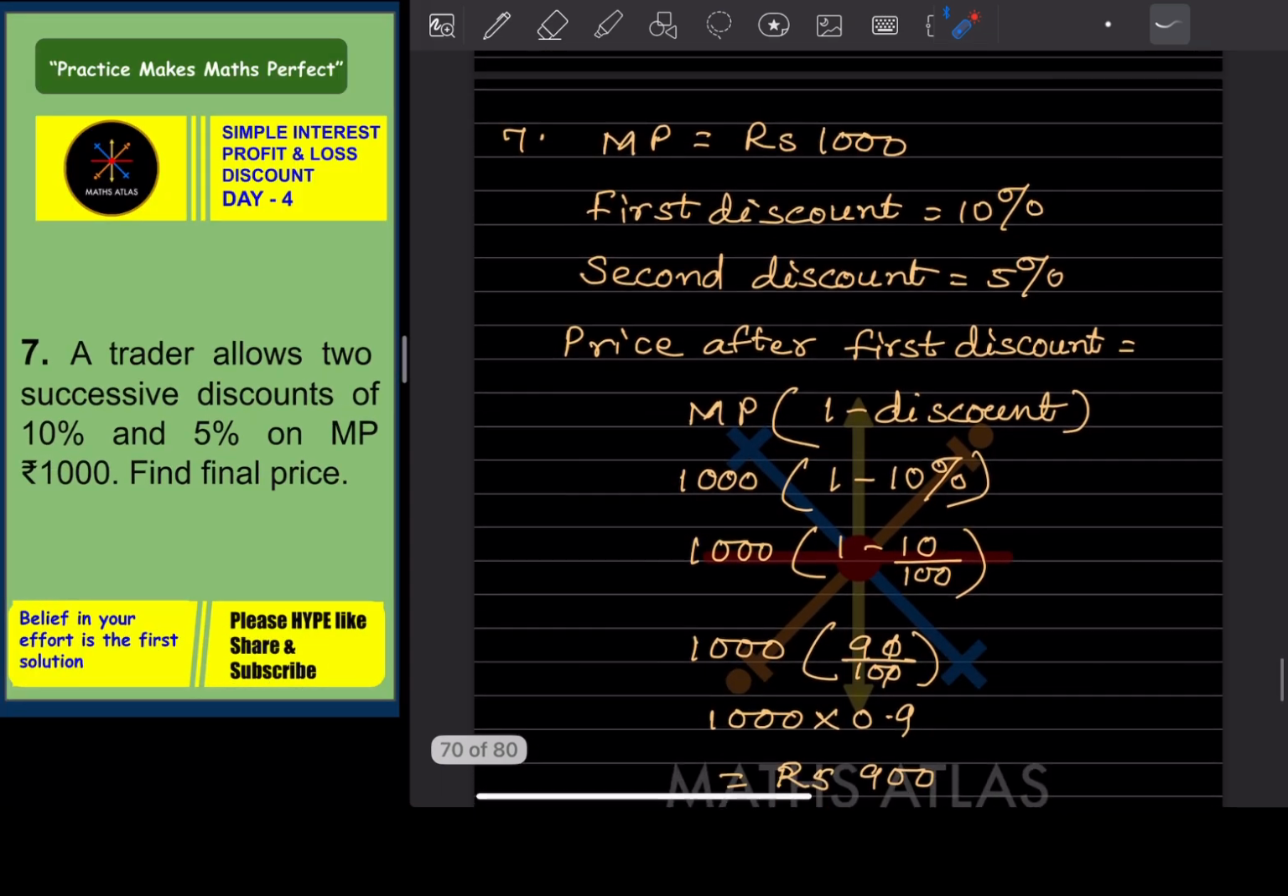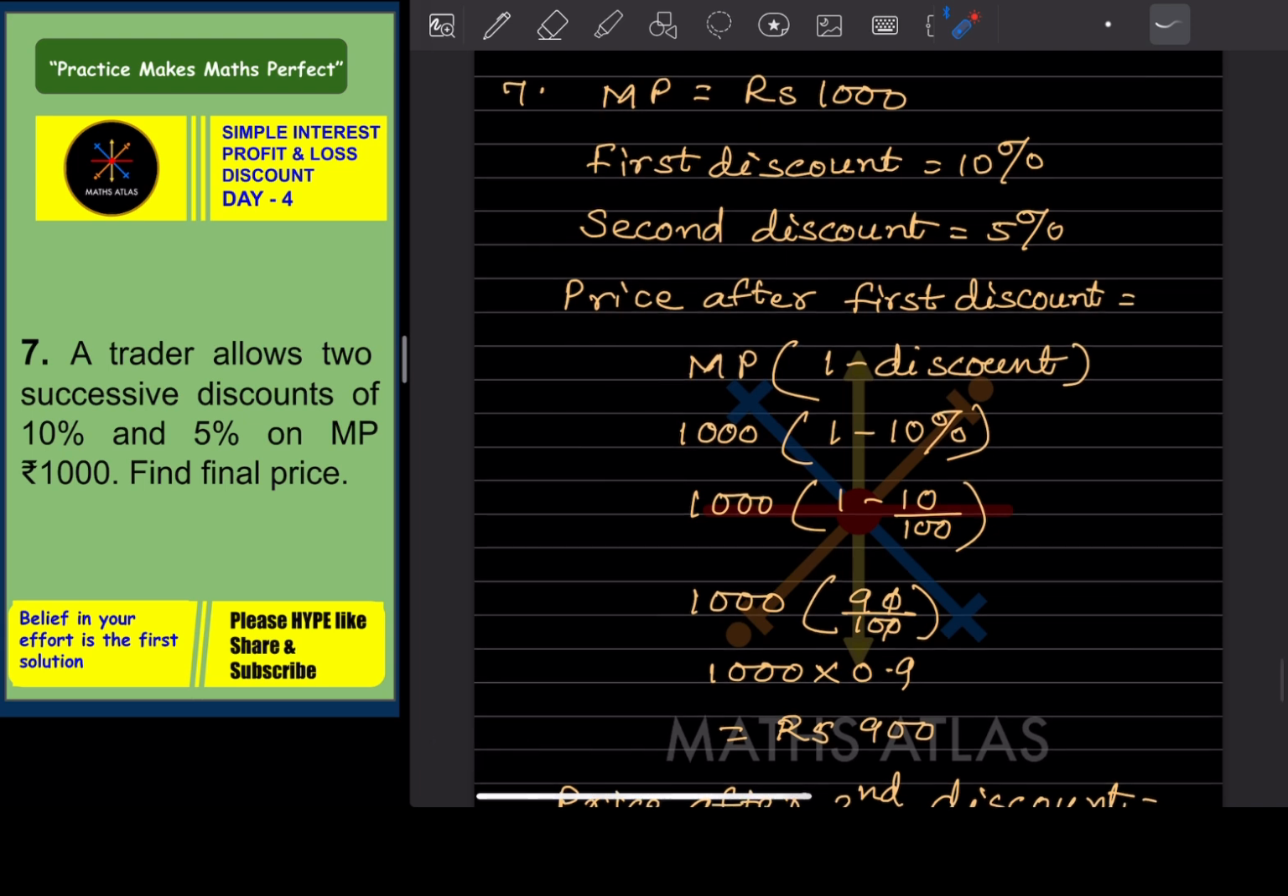So the next one: a trader allows two successive discounts of 10% and 5% on the mark price, rupees 1000, and you have to find the final price. So the mark price is given as 1000, the first discount is 10% and the second discount is 5%. We can first find the price after the first discount, that is mark price into 1 minus discount. The mark price is 1000 and the first discount is 10%.